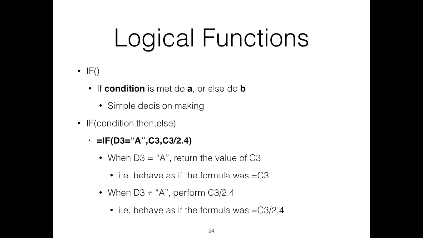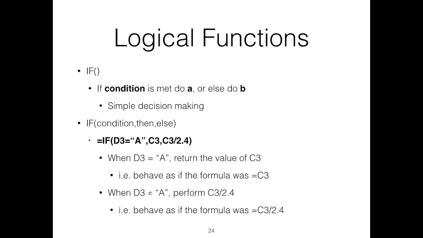Otherwise, when it's collected by sensor B, do something else. So in this case, it's really quite easy. We're going to do if, open brackets, D3 equals "A", and the A has to be in speech marks. The reason the A has to be in speech marks is because A is a letter, it's a string, it's a bit of text, it's not a number, it's not a numerical value. And whenever you're dealing in logical functions or in any formula in Excel with text, we need to put it in speech marks. So we put a comma, and that tells Excel that we've done the conditional statement, and we're now doing the then.